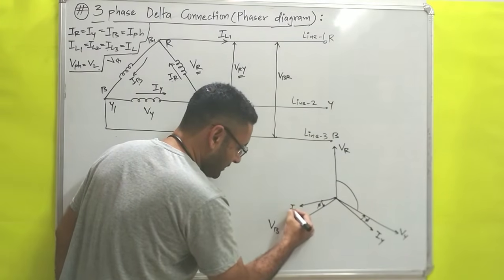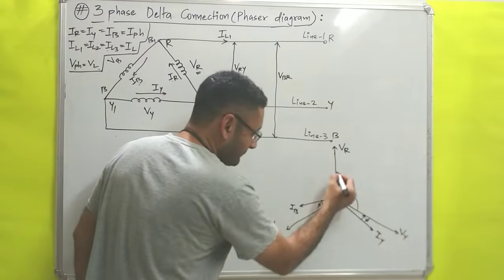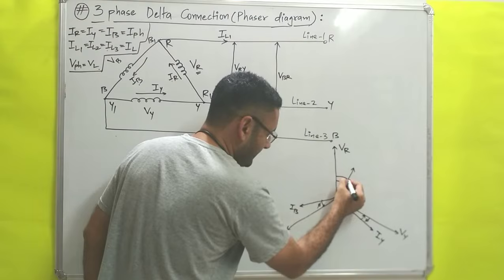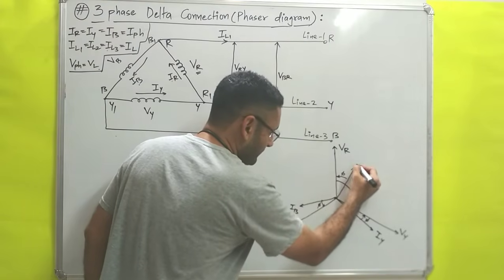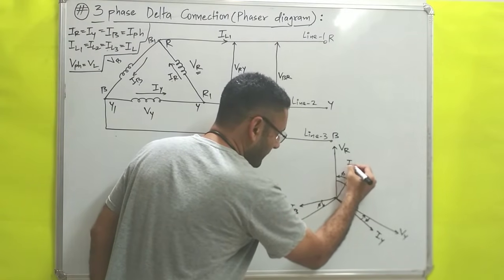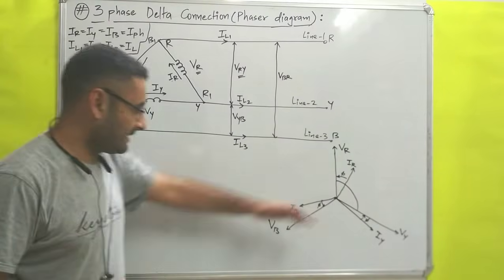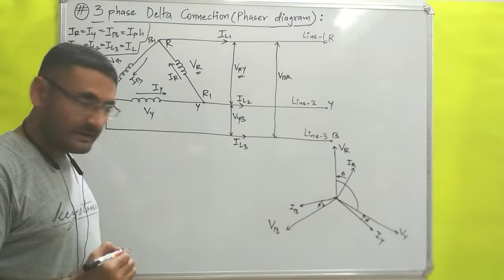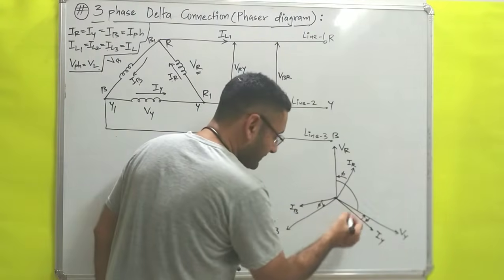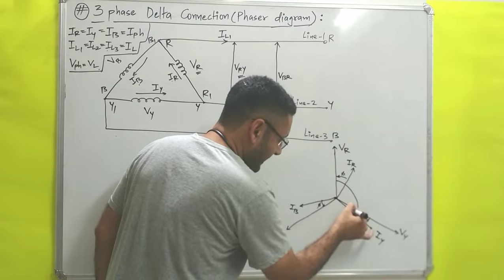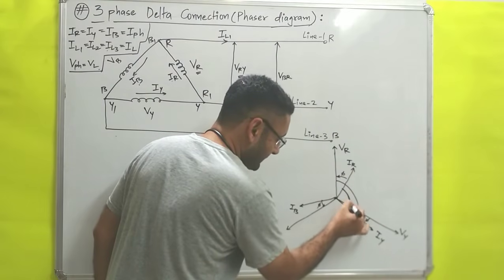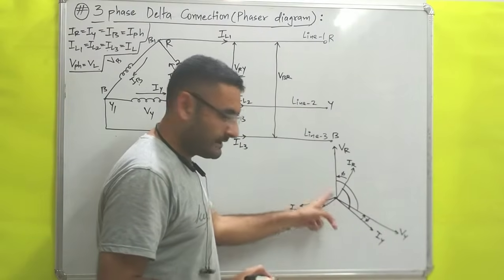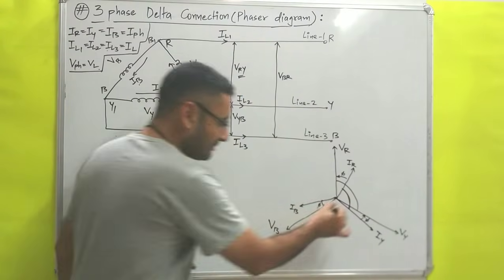The phase is B, so the current is IB, which lags behind the potential by phi. And the current in the R phase, IR, also lags behind the potential. Now the angle between these currents will be how much? That angle is also 120 degrees, because all the phase currents are located at equal phase angles, so that is also 120.